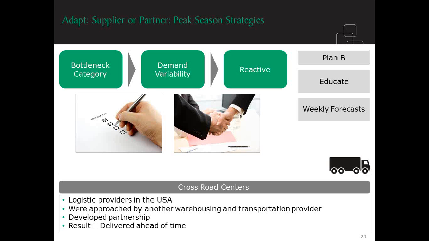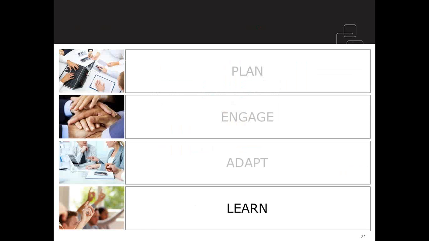Thus, so far with planning, engaging, and adapting, we have successfully laid out pointers and checkpoints required for smooth functioning during peak season demand spikes. But none of this would be helpful unless we learn, which brings us to the final step of the peel concept. Abhiraj, why don't you explain to us how important the last step is to the entire peel concept?